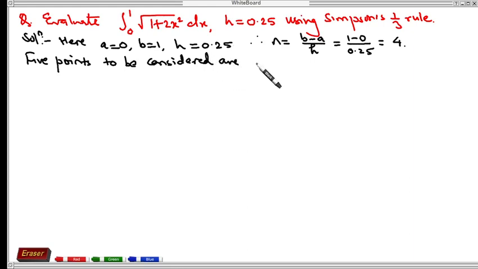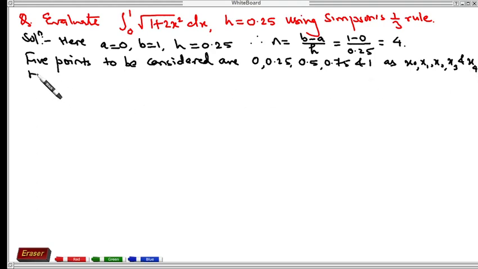They are 0, 0.25, 0.5, 0.75 and 1, which are x naught, x 1, x 2, x 3 and x 4 respectively.